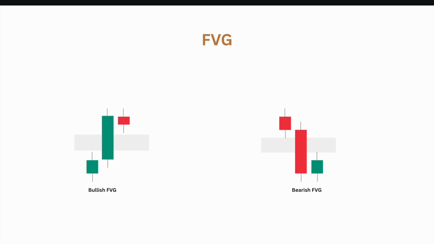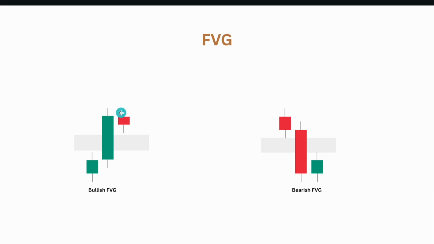So, fair value gap, as we have seen in the first video, is nothing but a three candle pattern wherein the first candle could be of any type, the second candle is always an expansion, bullish expansion or bearish expansion, and the third candle again could be anything. So there is a gap between the first candle high and the last candle low. This gap is the fair value gap.